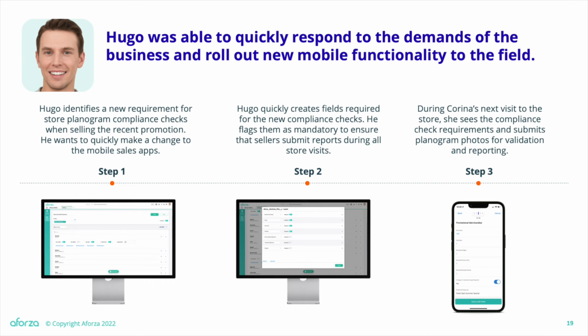So let's just recap what we just saw. So Hugo identified there was this new requirement that was necessary for our promotions. So he wanted to quickly make that change. So we saw how he went into the mobile designer, how he opened up the sales user experience, and he added in that new promotion check. He changed the layout a bit, so we had the right relevant information displaying and available to the user. And then we could see how our field user was able to go in and actually do that promotional check in the application. So really quick, really easy, fantastic way of managing your mobile experiences for your teams.